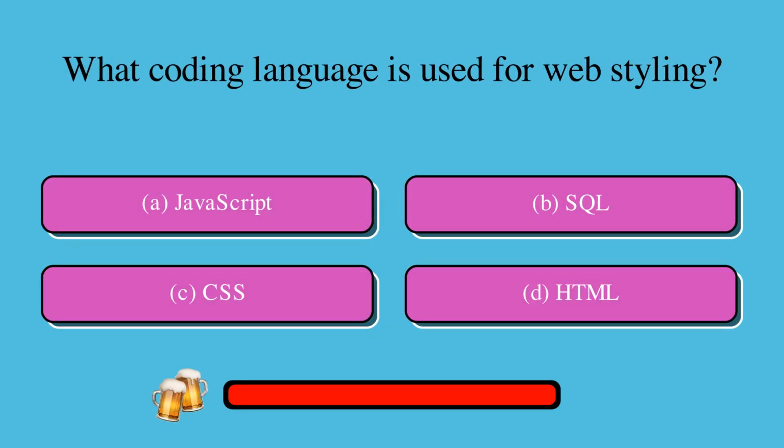What coding language is used for web styling? Is it A, JavaScript, B, C, C, CSS, or D, HTML? The correct answer is C, CSS.